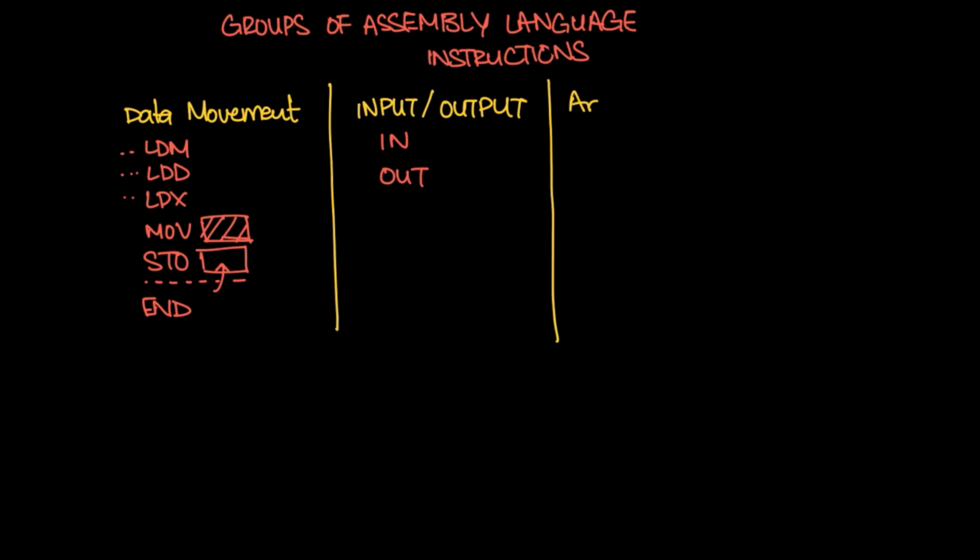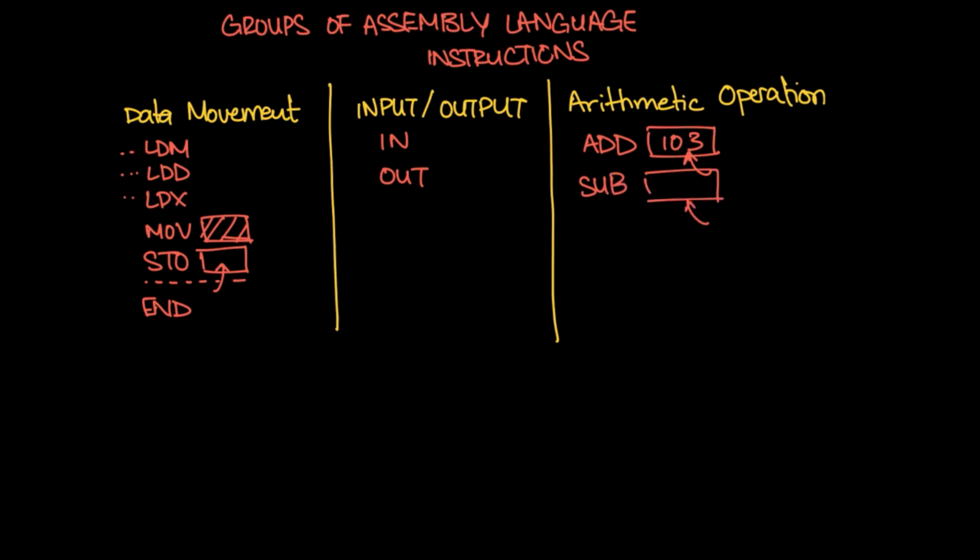Next is arithmetic operations. Arithmetic operations contain commands for adding, subtracting, incrementing, decrementing. Examples of these commands are something like ADD. It signifies add, and it takes an address as an operand, and what it does is it takes the content of this memory location and adds it to the contents of the accumulator. Similarly, SUB, subtract, takes the contents of the memory location specified in the operand and subtracts them from the contents of the accumulator.